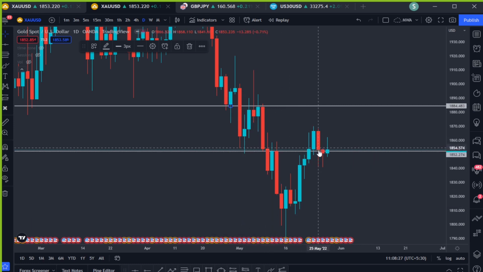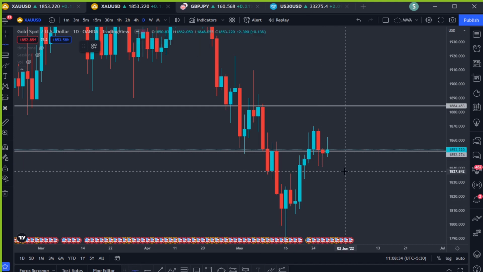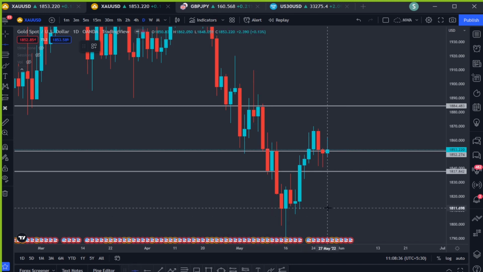So once we close back into the range, normally we expect the price to move to the next support, which is, first support is right here, and the next support is right here.